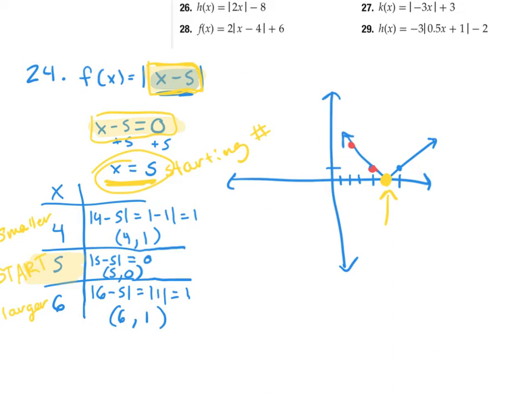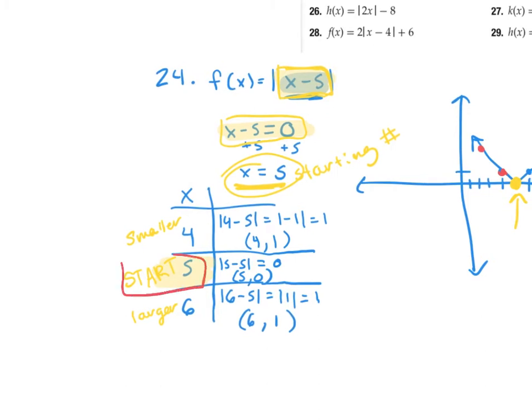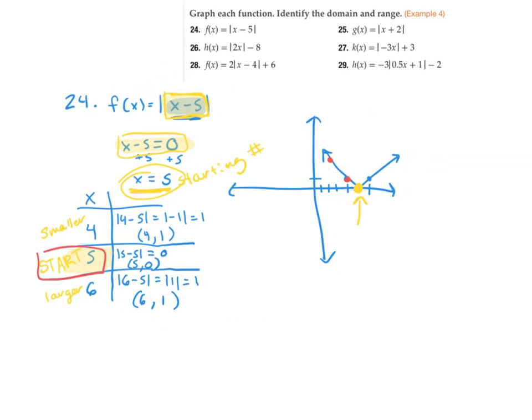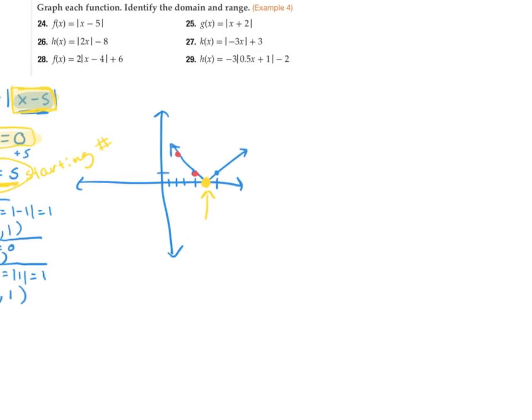So when you have this on your quiz on Friday, I am just looking for the number in the middle, and then you need any number smaller and any number bigger. So in order to graph these, you need 3 points. All right, ready for 25? Yes?